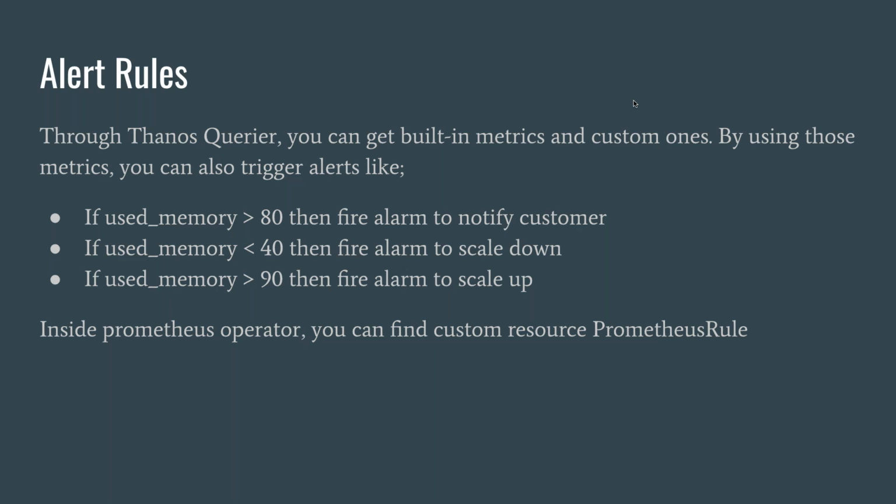And if the used memory is more than 90, then you can trigger a scale-up operation. So since you have everything inside your monitoring system, you can apply any kind of pipeline in this system. Inside the Prometheus operator, you can just search for the Prometheus rule. They are just like deployment and pod definitions. They are just another custom resource. Very simple.